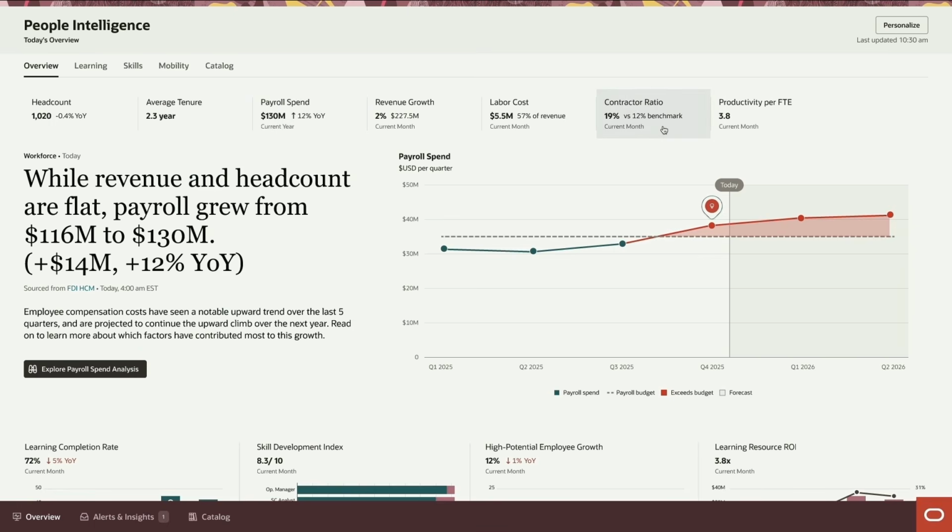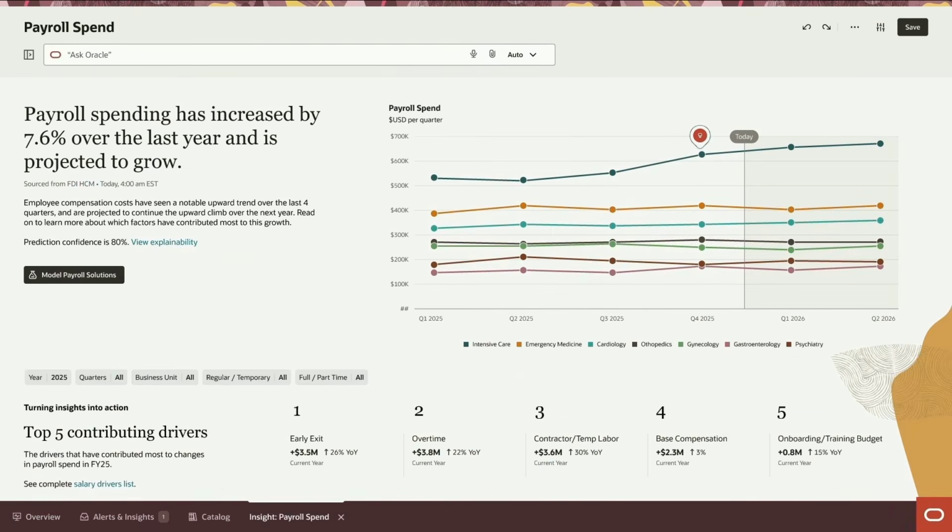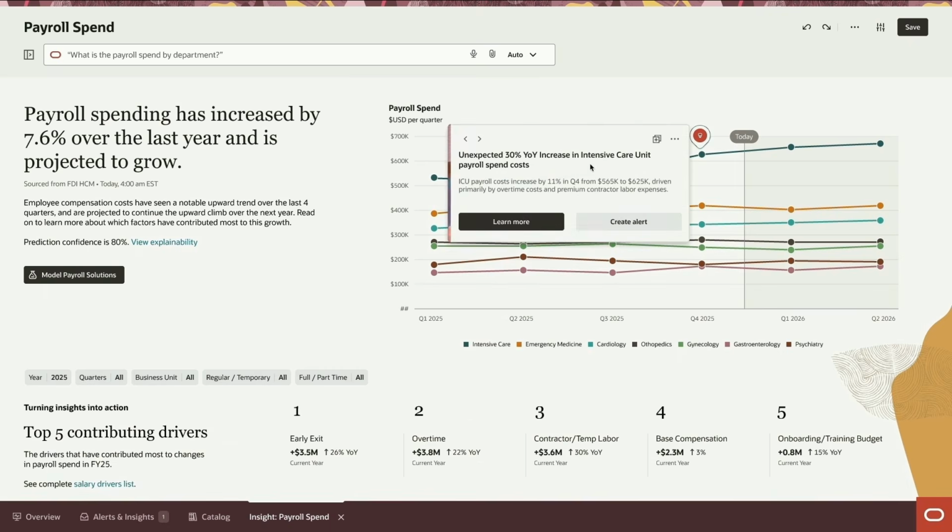She sees that payroll is up 12% year over year, while revenue growth is only 2%. Contractor spend at 19% of staff is higher than the 12% benchmark. This signals strain for her teams and margin pressure for her CFO. She drills deeper to further understand the drivers leading to this increased spending. She notices the highlighted ICU unit where payroll has unexpectedly spiked.